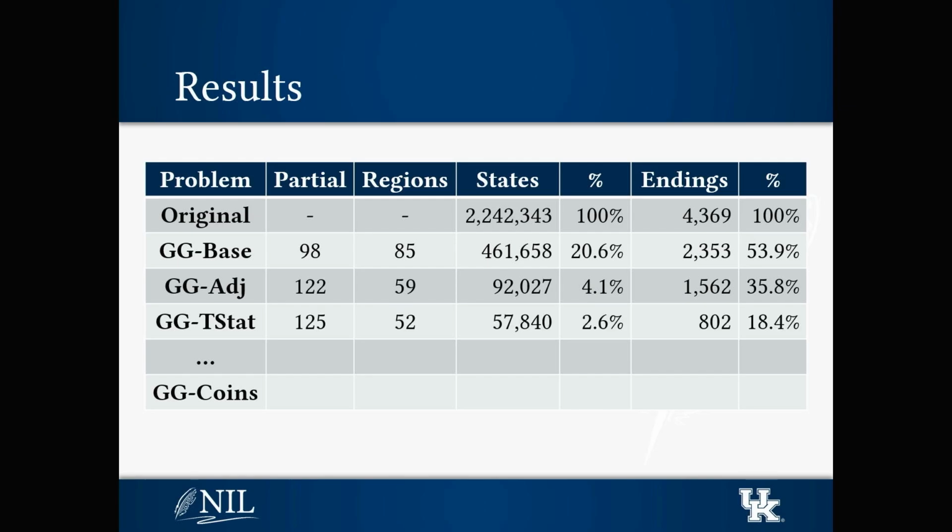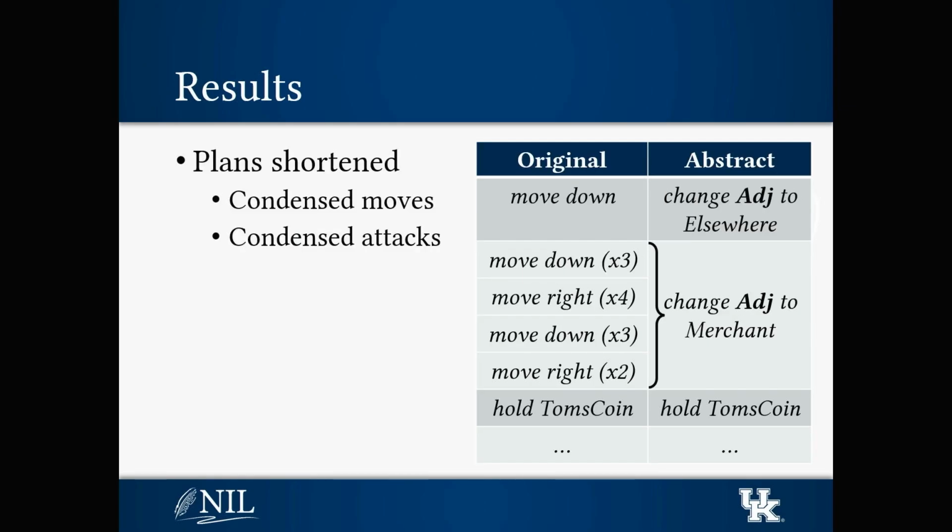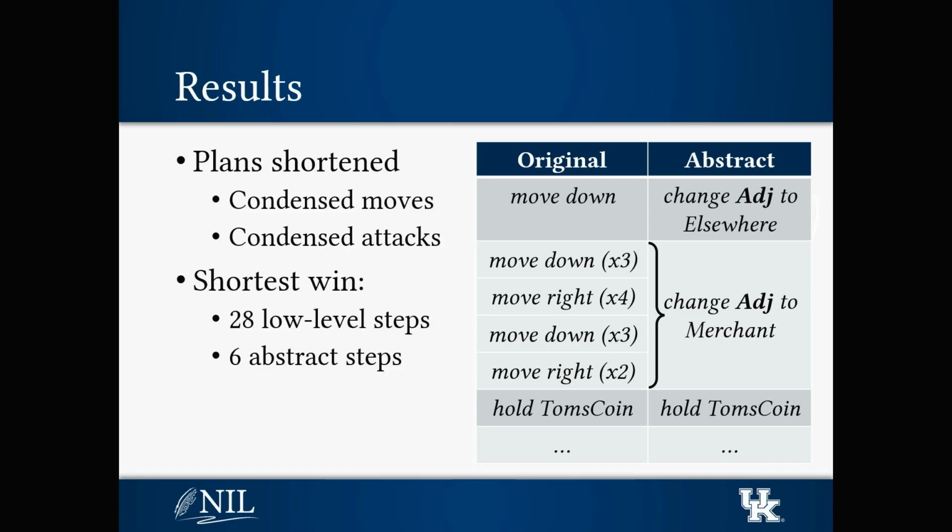The next few groups brought together variables closely related to each character, with Tom and the merchant together, since the relationship between the two hinges on the merchant's sword, and in the end, the abstract state was less than 2% of the original size. We also reduced the length of plans, since we collapse a bunch of grid movements and changes in health into just you go from they're not dead to they are now dead. And this reduces the length of plans. The shortest plan to heal grandma is 28 steps in the low level, 6 in the abstract.